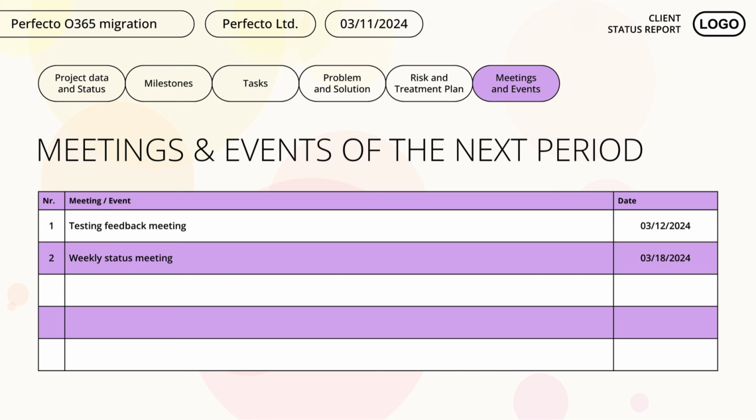This can include both regular meetings such as status meetings and ad hoc meetings such as previously agreed technical discussions. Include the following information in the table: meeting name and date.